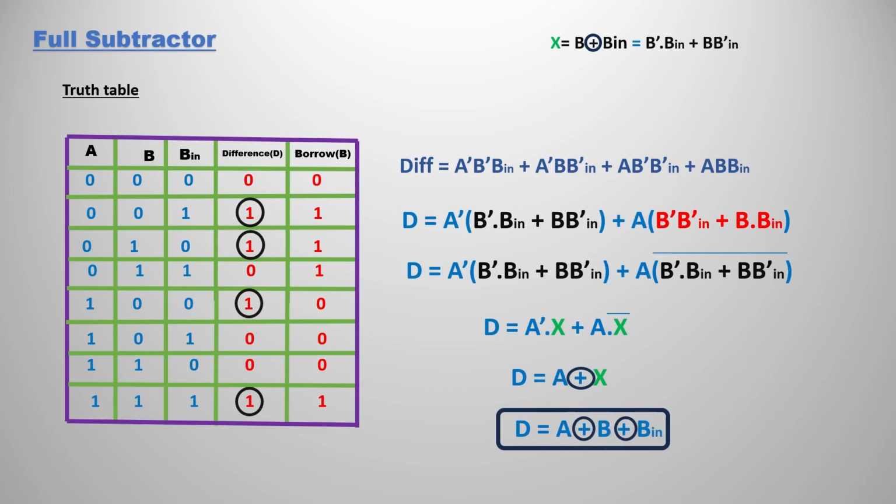So as we obtained the difference and borrow in the half subtractor, we are going to apply the same method in this full subtractor also. We are going to highlight all the min terms, that is M1, M2, M4 and M7. According to the SOP format, that is sum of products, the terms are A bar B bar Bin, A bar B Bin bar, A B bar Bin bar and A B Bin.